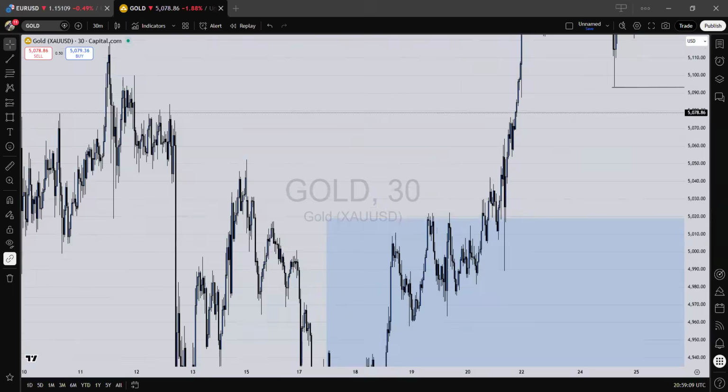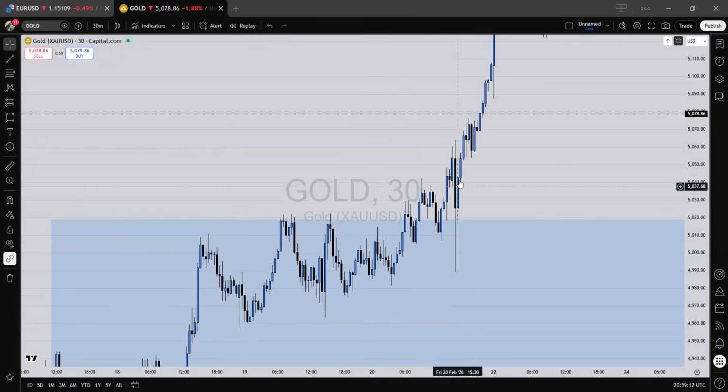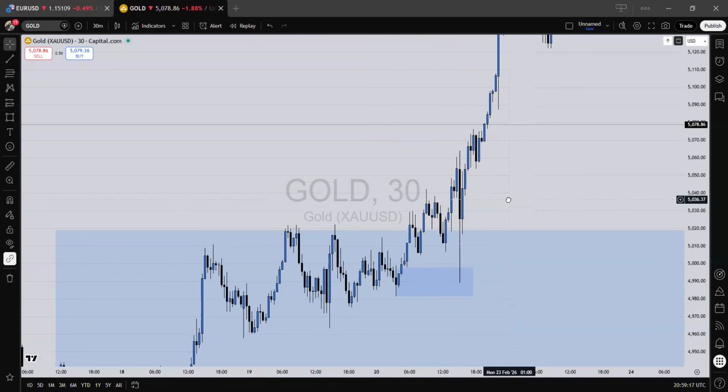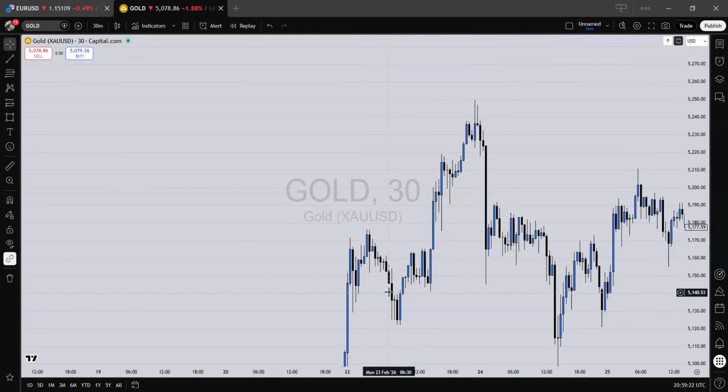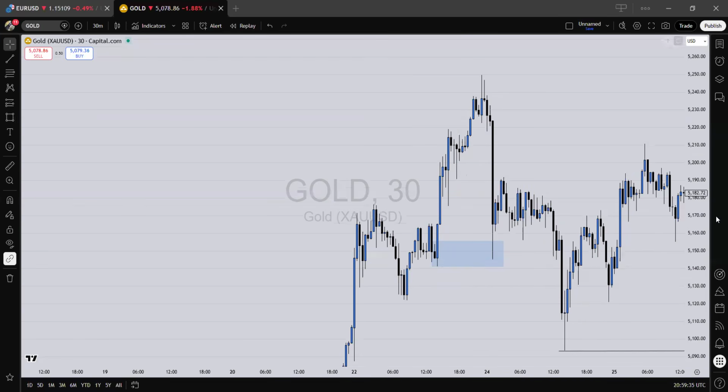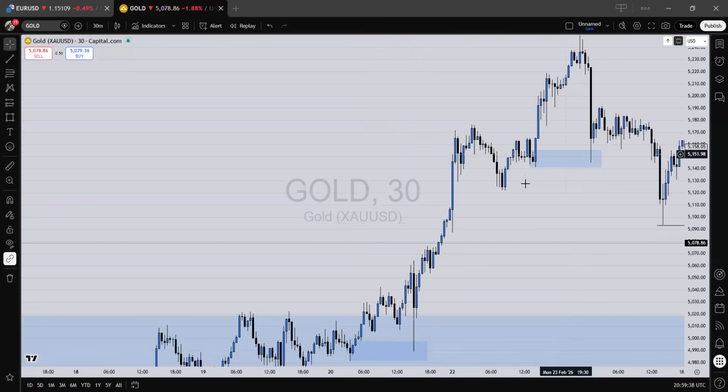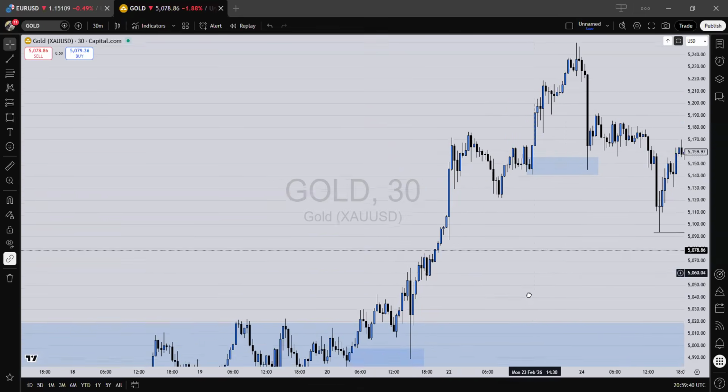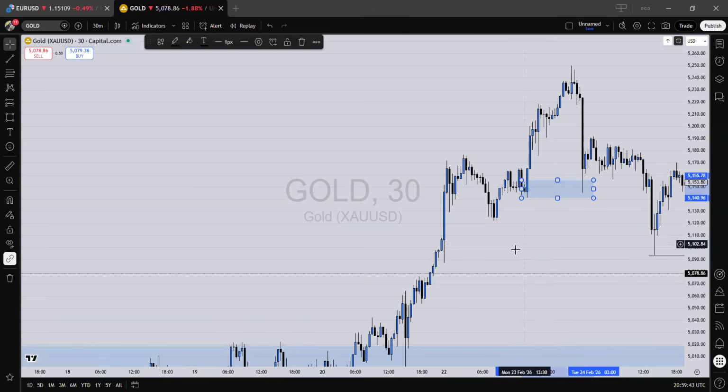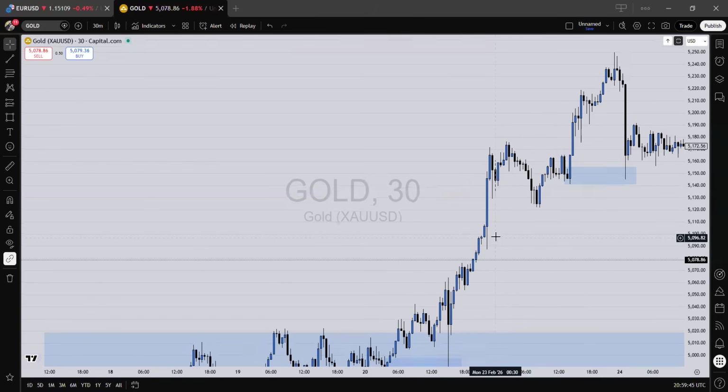You cannot say what happened here. This is one candle retracement. Look at it, price reacted from here. The difference between here with this one candle retracement and here, this one candle retracement. What is the difference between here and here in this one candle retracement?